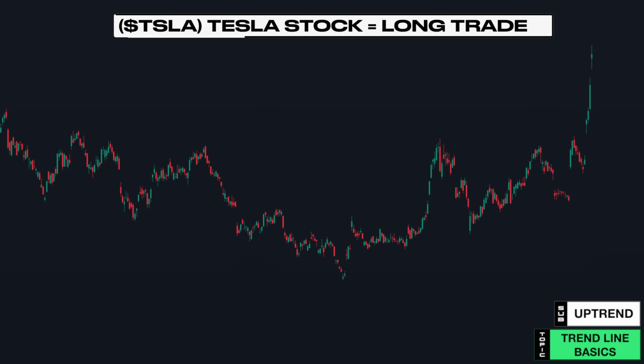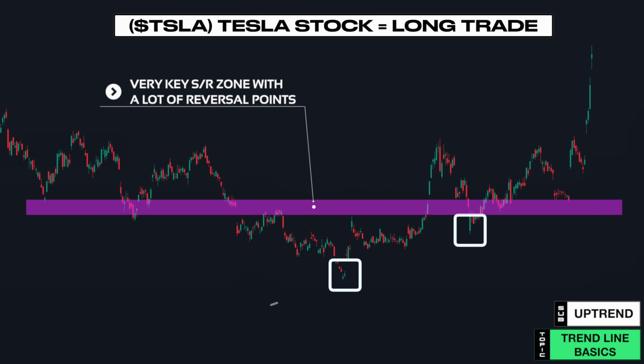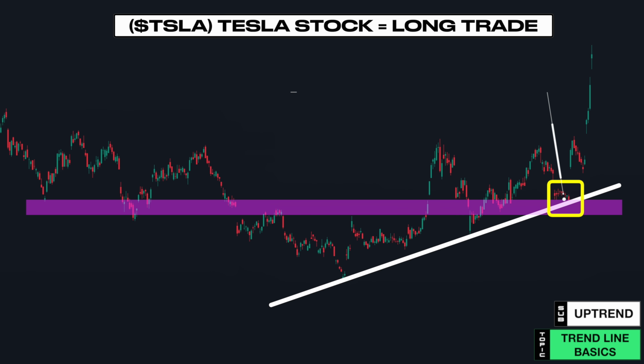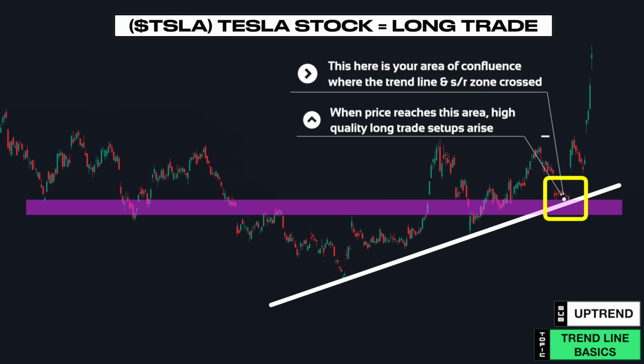This is the Tesla stock long trade we took. These reversal points give you a very key support and resistance zone. These two reversal points give you your trend line. This here is your area of confluence, where the trend line and SR zone crossed, which means when price reaches this area, high-quality long trade setups arise.